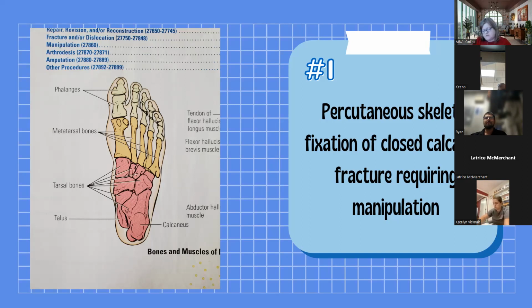I'm going to flip back to the musculoskeletal system. 28406. 28406. If y'all find it before me, let me know if that's going to be our code or not. Requiring manipulation. So with manipulation.